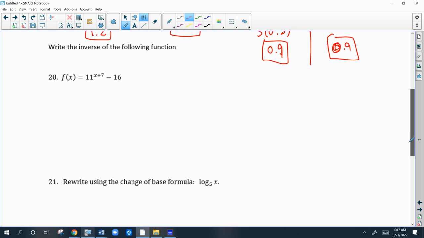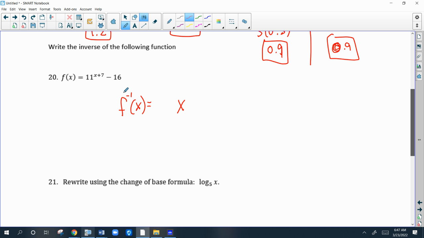Write the inverse of the function. So this problem becomes a lot easier than it was in the past because you're used to solving. And when you solve equations, all you're doing is using inverses. So it really should be a lot easier now that we solved.